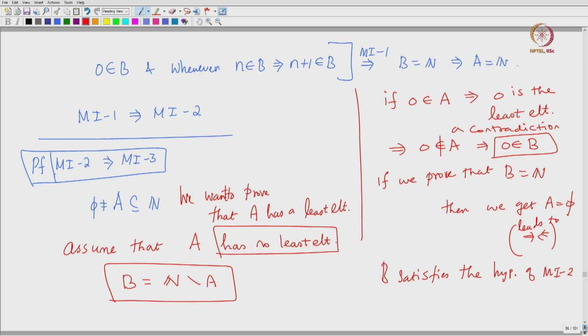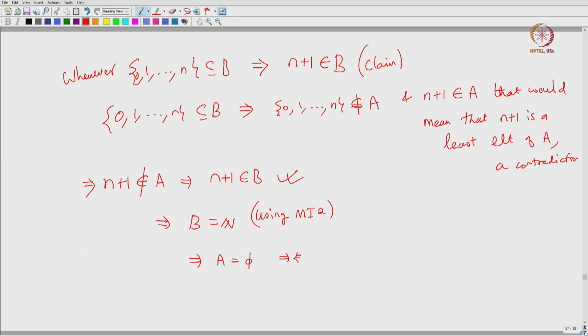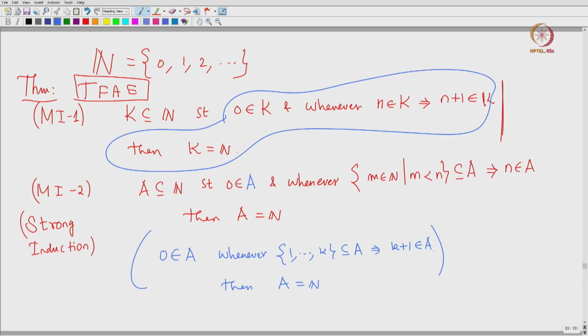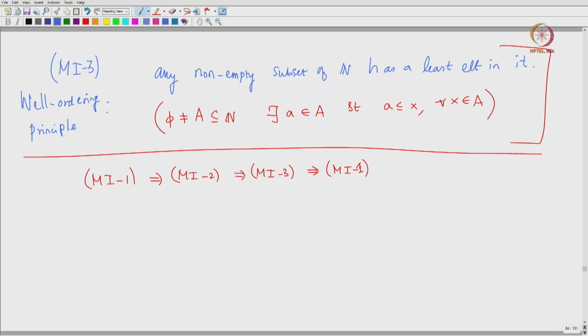Now you can use the well ordering principle to prove that it implies mathematical induction, using similar ideas to those established in this proof. I will leave it to you to check that MI3 indeed implies MI1. So from this it is clear that all these three statements are equivalent: mathematical induction, mathematical strong induction and the well ordering principle.